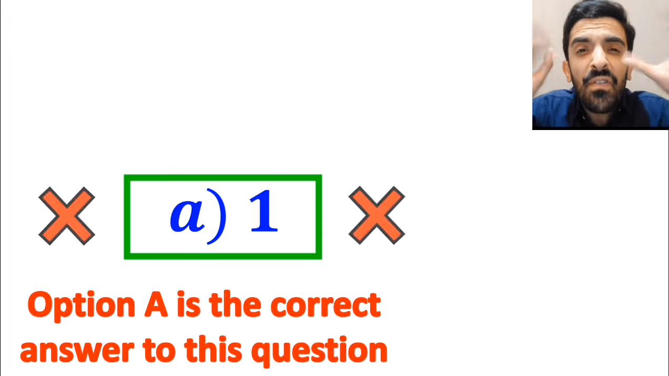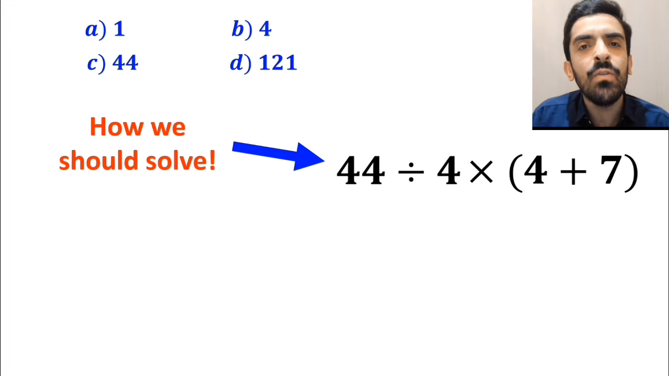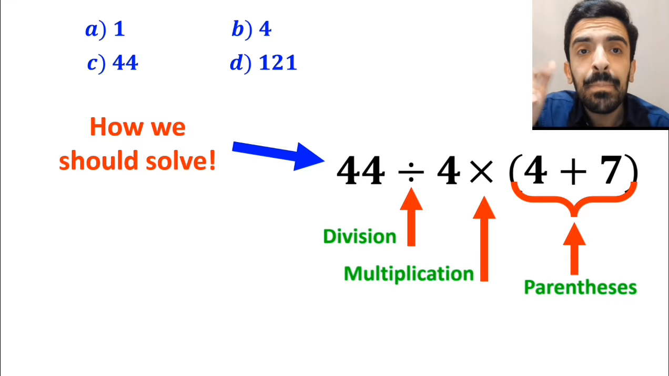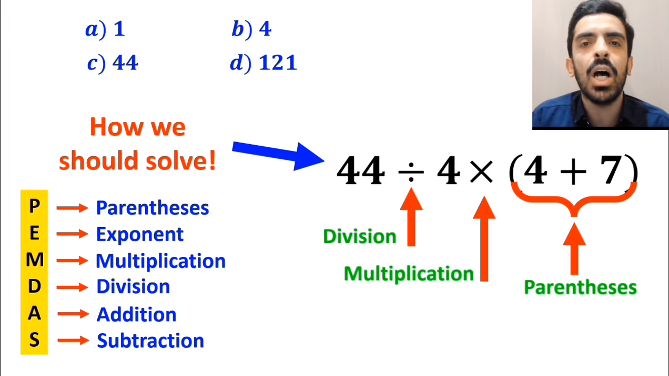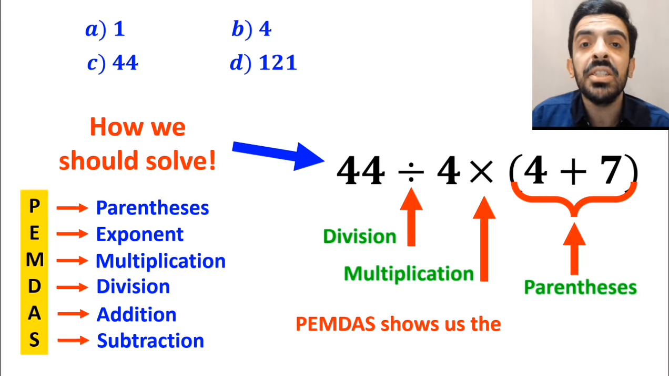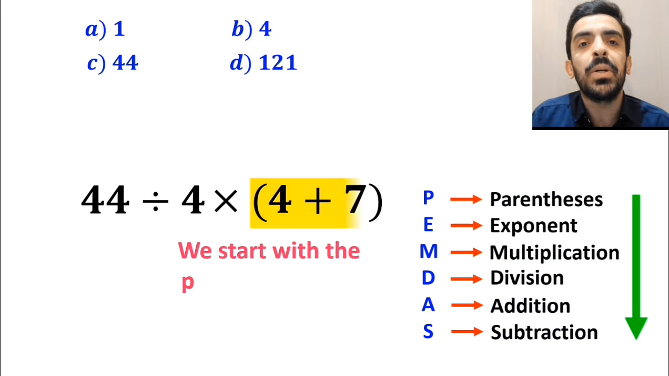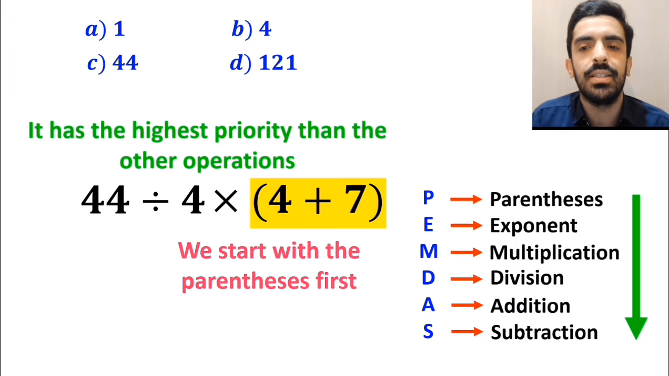However, that's definitely wrong. Alright, now let me explain step by step how we should solve this expression properly. As you can see on the screen, in this expression, first we have a division sign, then a multiplication sign, and finally parentheses. To solve this question, we need to use the PEMDAS rule. PEMDAS shows us the priority of the order of operations. So, we'll start with the parentheses first, because it has the highest priority than the other operations.